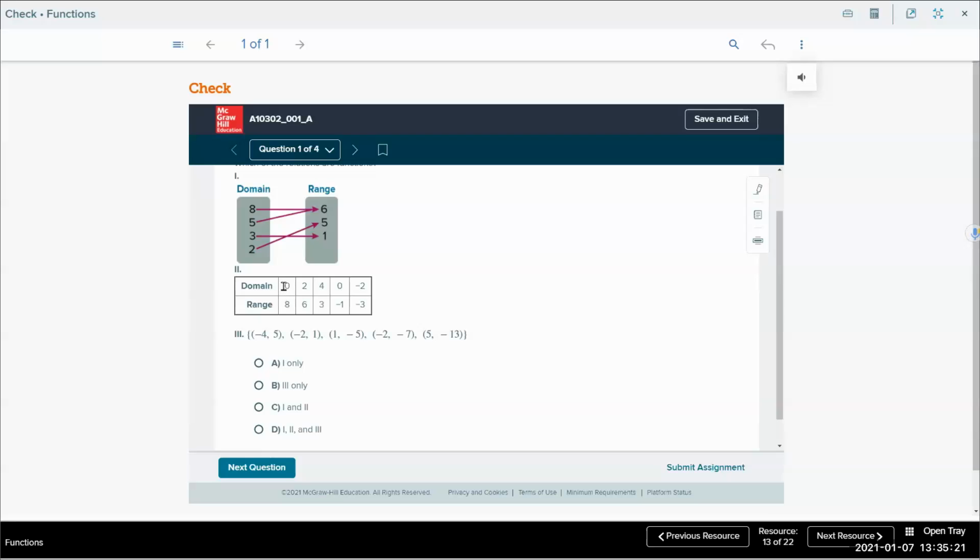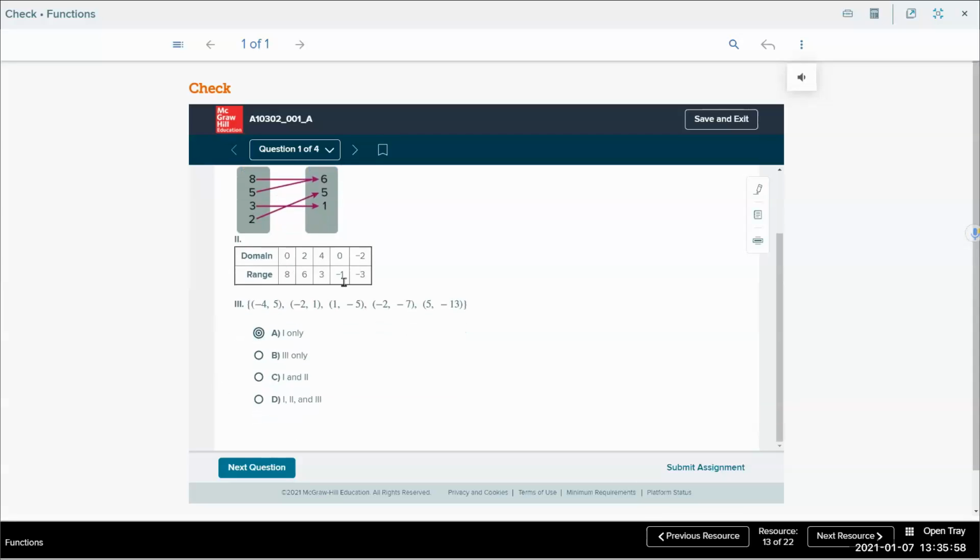In the table, domain values 0, 2, 4, 0 just repeated itself. 0 was assigned the range value of 8, and now it's got a different range value, so not a function. This set notation, where it's a set of ordered pairs, I have a -4 in my range, a -2, a 1, and -2 just showed up again. Here my -2 was assigned a range value of 1. Here my -2 gets a -7, not a function. I've got a domain value that's got more than one range value. So the answer here is only relation 1, the mapping, was actually a function.